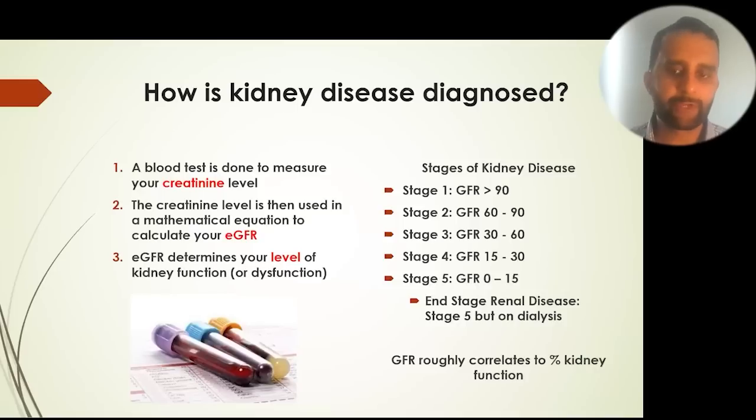This GFR roughly correlates to percent kidney function. So doctors may use it to say you have 60% kidney function or 75% kidney function, and what they're using to get that number is likely this eGFR number.